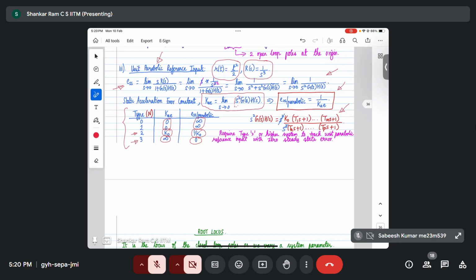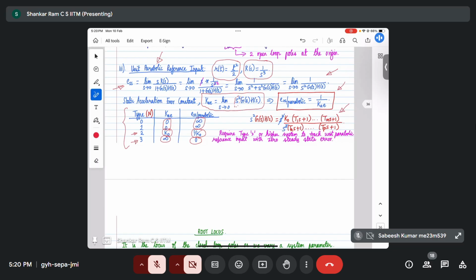Sir, am I audible? Yes, please go ahead. I'm sorry to ask this again, but can you summarize the last few points you told again, in terms of why we are going for typically n equal to 1 kind of inputs?